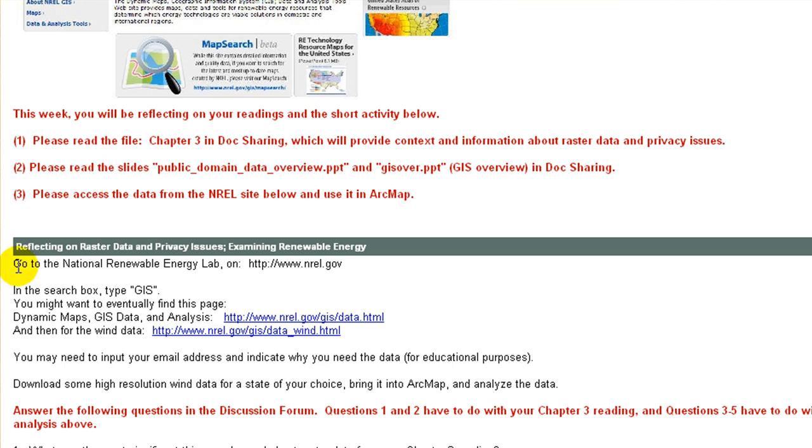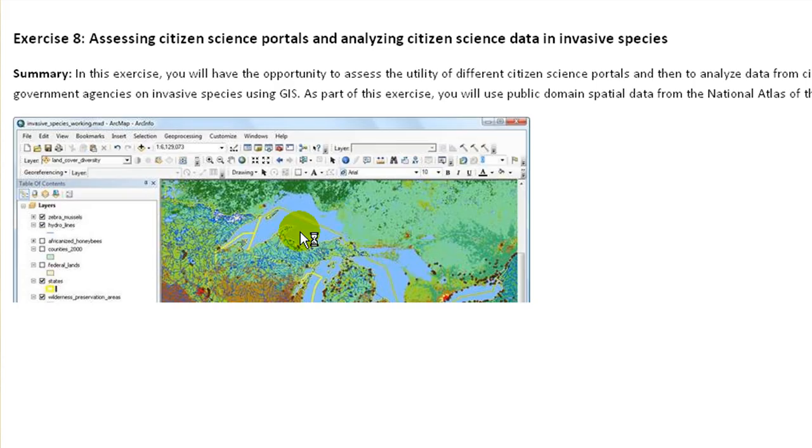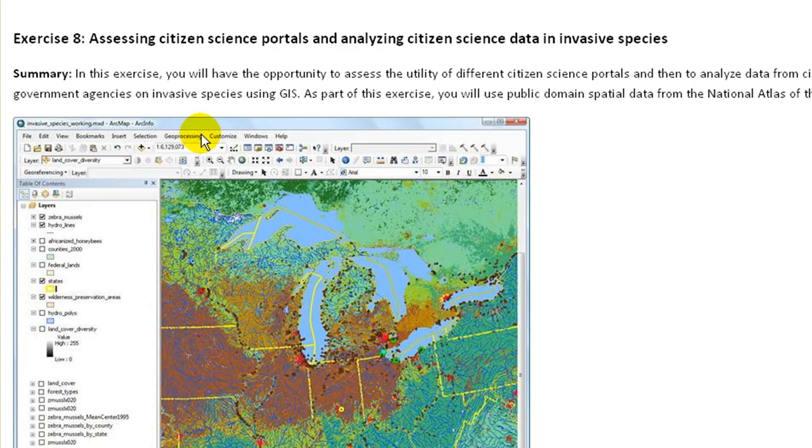Also, a side note, they also are working on labs at the same time, which I discussed in the last video. So here's one of the labs, assessing citizen science portals and analyzing citizen science data in invasive species. So we are not concentrating on the labs right now. We're just showing what the week-by-week assignments are. So let's get back to week 3.